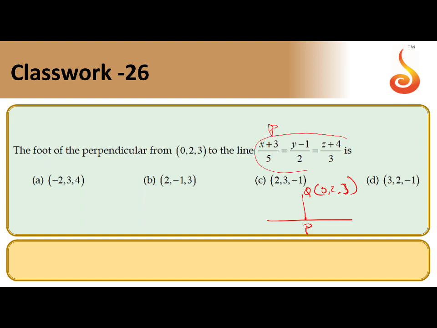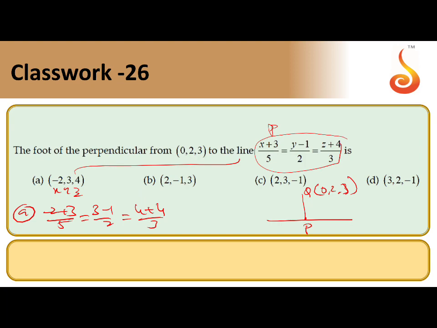The point P satisfies the equation. Go for verification. First option, I will take x, y, z as these values. Substitute there: minus 2 plus 3 by 5 equal to 3 minus 1 by 2 equal to 4 plus 4 by 3. I am substituting this point in the equation in place of x, y, z. So what comes here? 1 by 5 equal to 2 by 2 equal to 8 by 3. All are not equal. So option A is wrong.